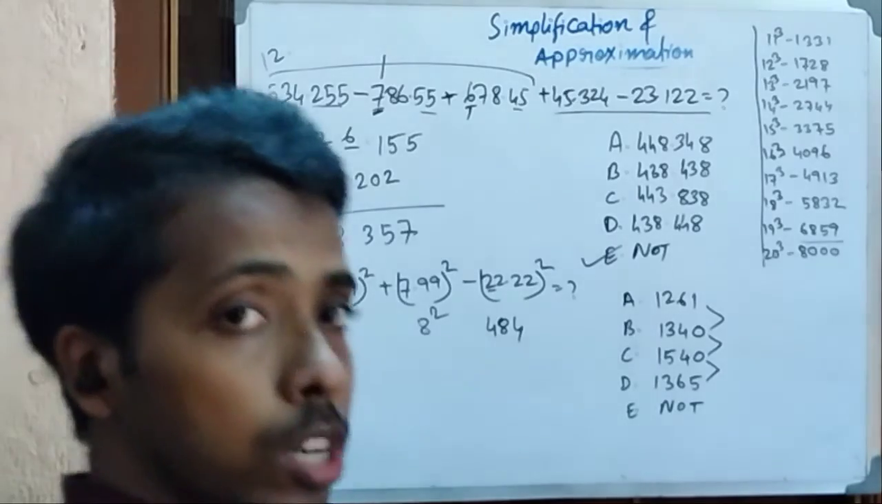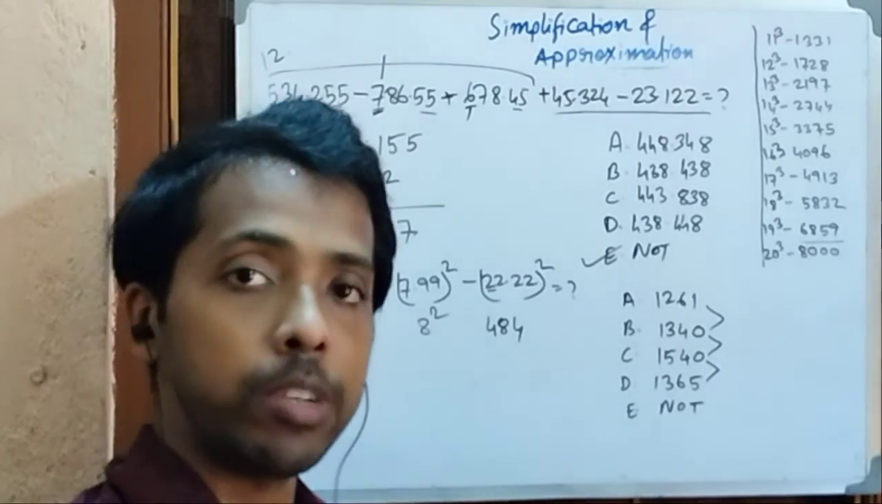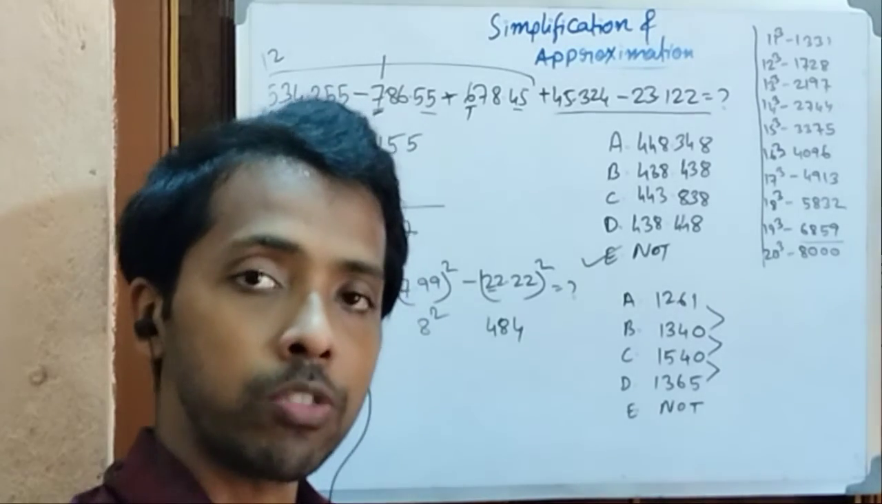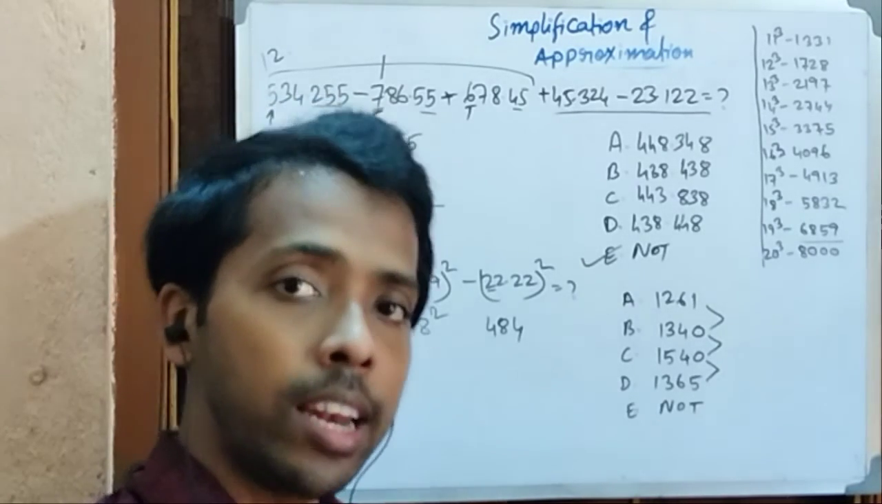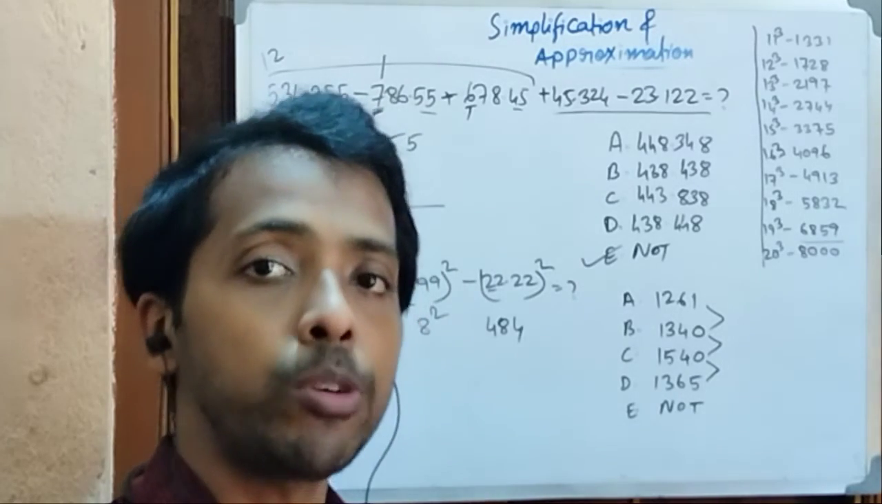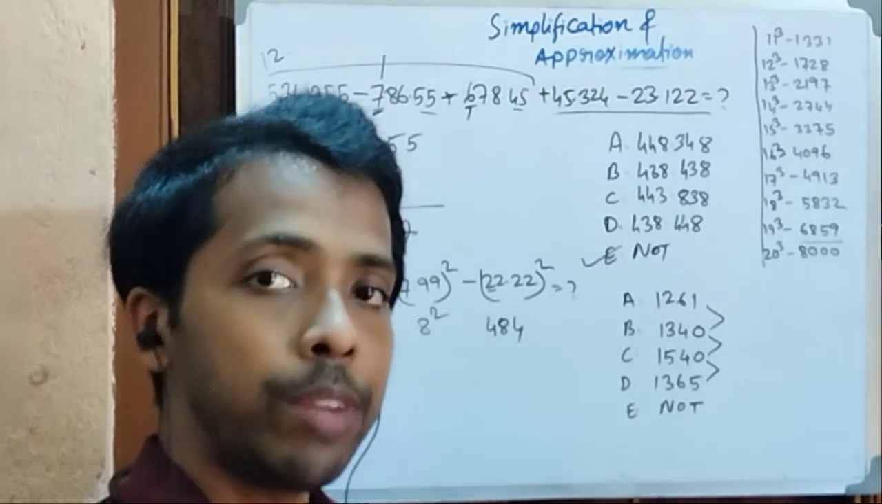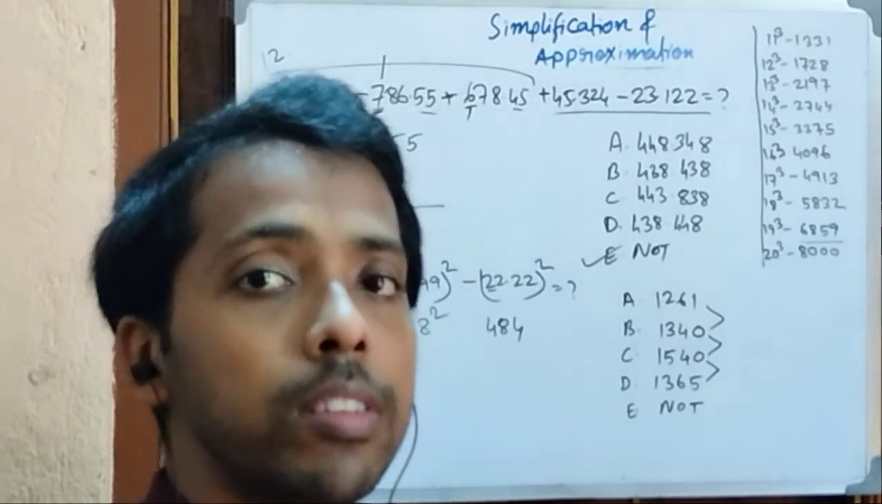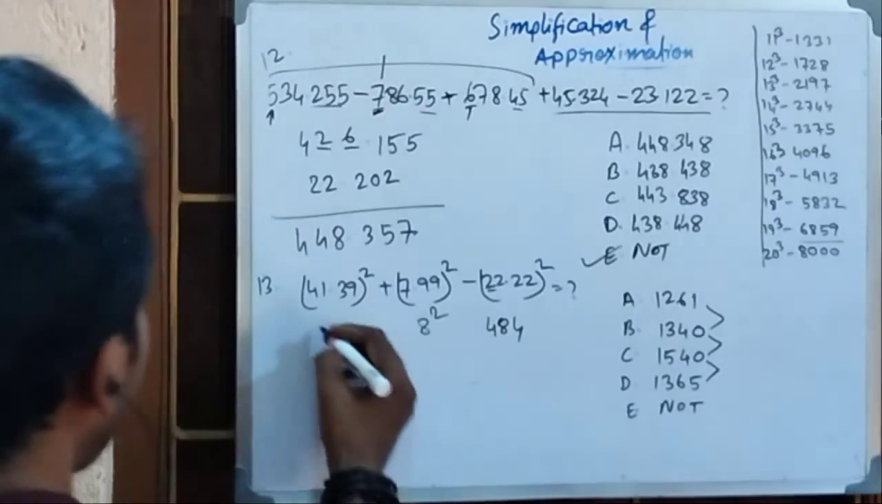I have told you how you take the square of numbers close to 50. So 41 square means 41 is 9 less than 50, and in case of a number close to 50, you have to take base as 25. So 25 minus 9 is 16 and 9 square is 81. So the value is 1681, right?